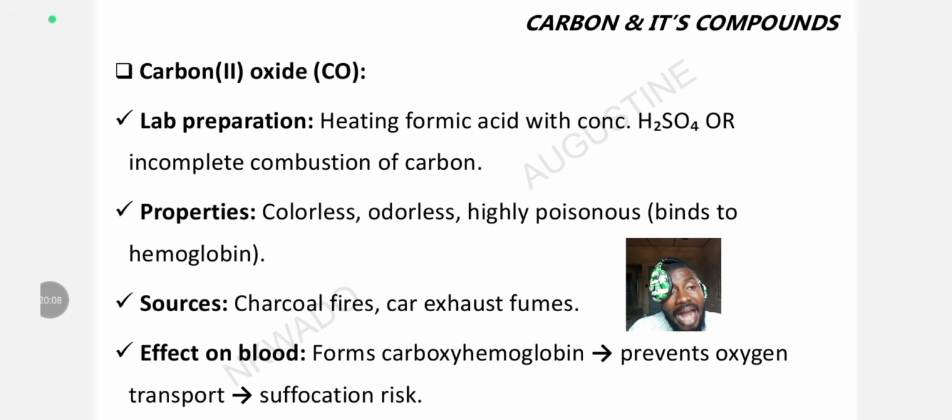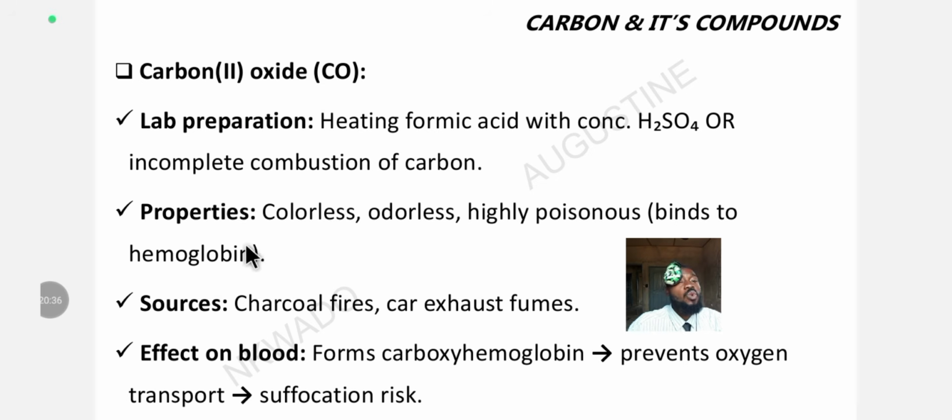But when you now burn carbon in the presence of insufficient amount of oxygen, poor oxygen supply, you are going to get the lower oxide of carbon, which is carbon 2 oxide. So it's also a method of preparing carbon 2 oxide, through what? Incomplete combustion of carbon, and you know that carbon is present in fuels.